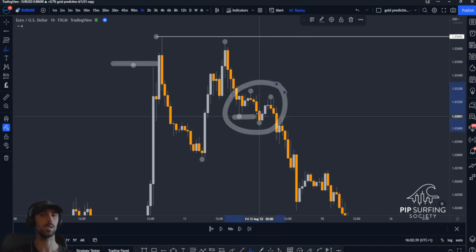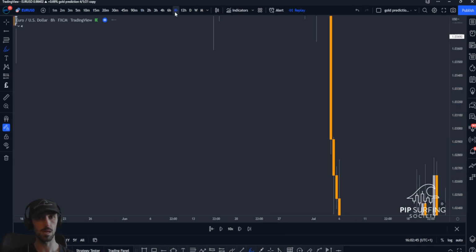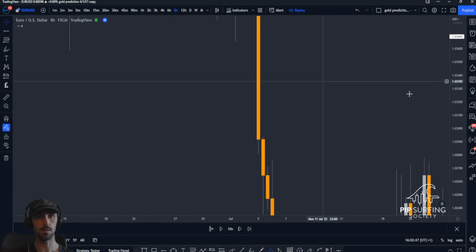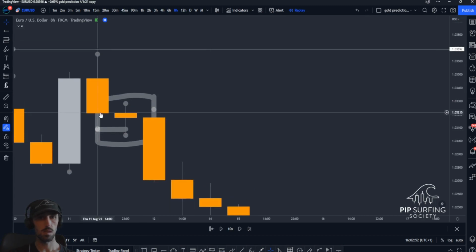Now in this case we didn't get the classic pullback, push down that we'd expect, but we could see from the bigger time frame itself, when we come back to this area again, we can see the low, then a new high, and then price pushes down.